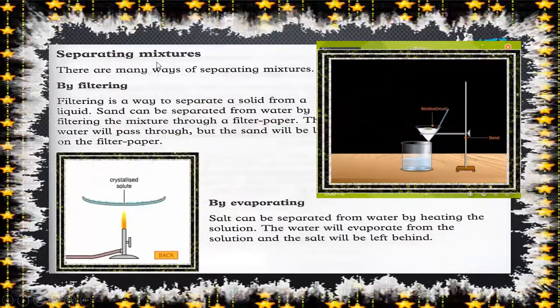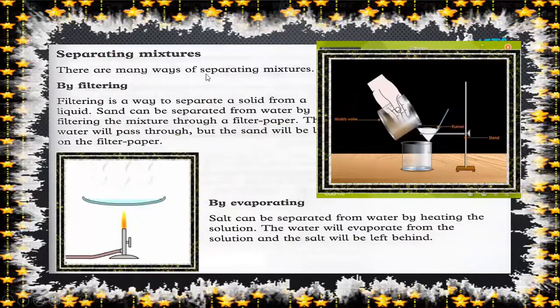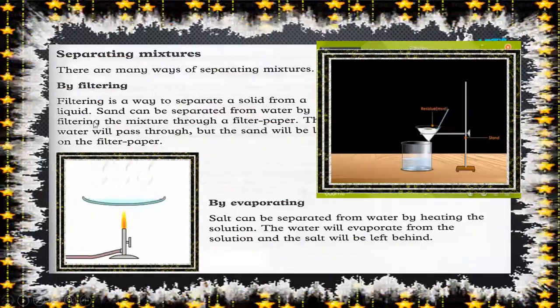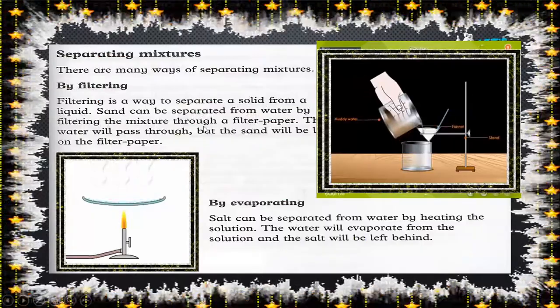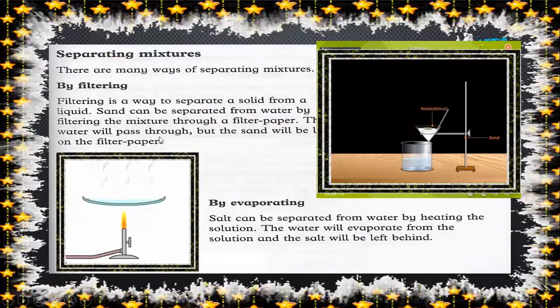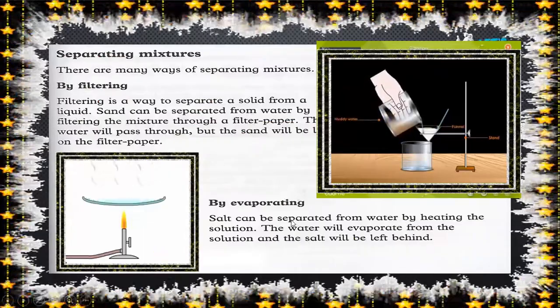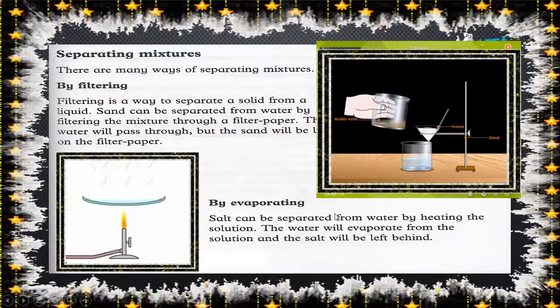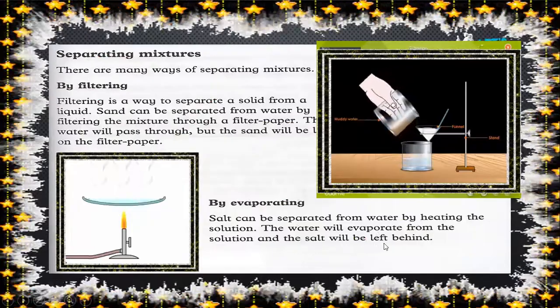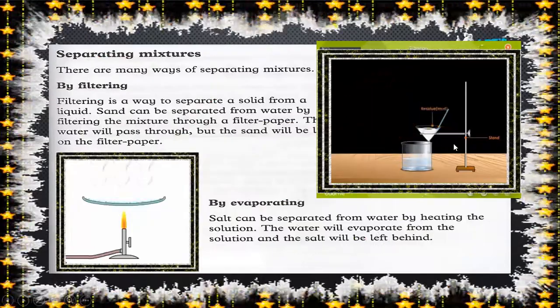Separating mixtures. There are many ways of separating mixtures. By filtering. Filtering is a way to separate a solid from liquid. Sand can be separated from water by filtering the mixture through a filter paper. The water will pass through, but the sand will be left on the filter paper. By evaporating. Salt can be separated from water by heating the solution. The water will evaporate from the solution and the salt will be left behind, as you can see in this picture.